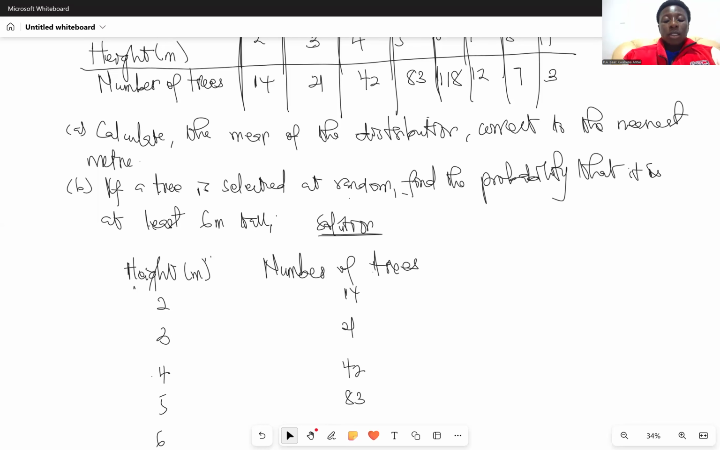Which one will represent frequency? The number of trees. And which one will become your x? Height. Now to find the mean, it is sigma fx all over sigma f. So we have to create a section for fx, isn't it? So fx means you multiply the f by the x.